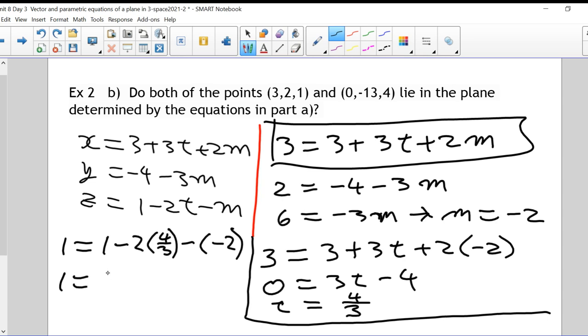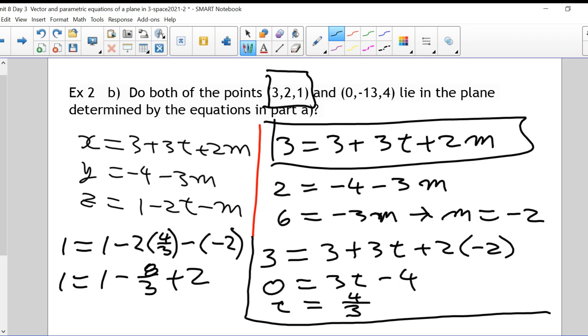So 1 is equal to 1 minus 8 over 3 plus 2. And I don't see how this is going to work out at all. So I'm going to get 2 plus 1, which is 3. And 3 minus 8 over 3 cannot be equal to 1. So it does mean that we're going to have to abandon that first point. This point we're going to conclude is not on the plane.